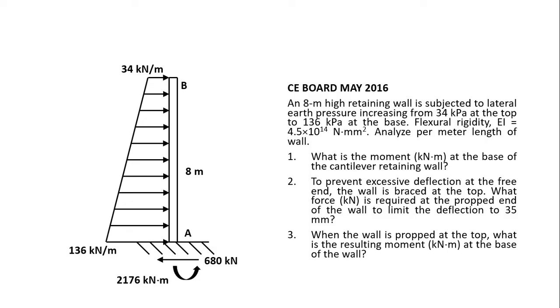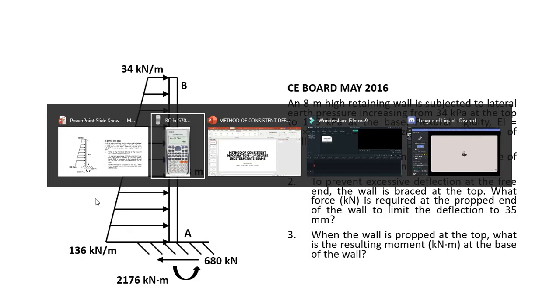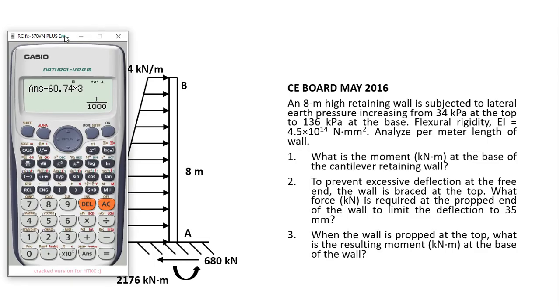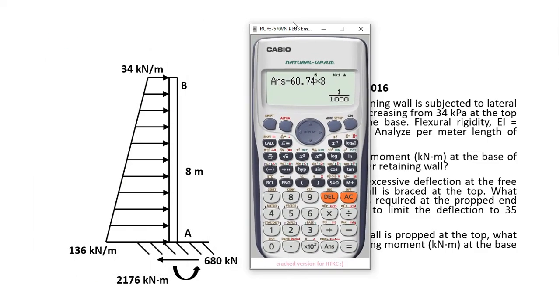Paano po nakuha yan, sir? Okay? So, lagyan natin dito saglit. We have what? 34 times 8 times 4 plus 1/2. Kailangan natin 0.5 times sa difference ng 136 and 34 times 8 times 1/3 ng 8. So, yan po yung 2176.